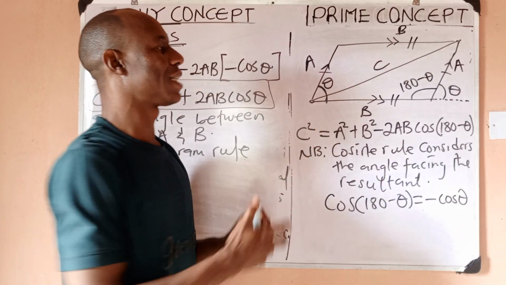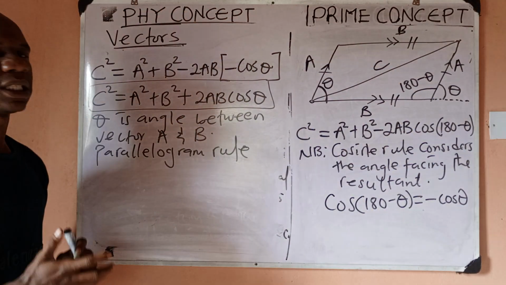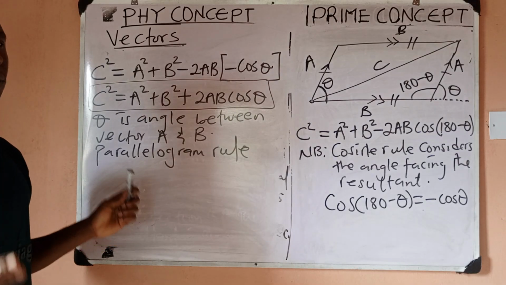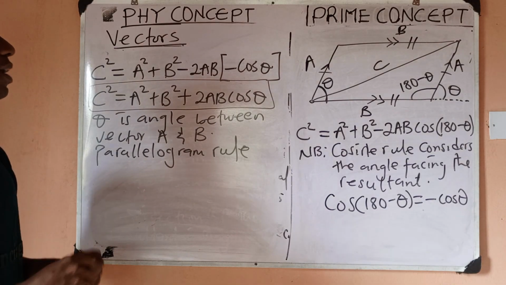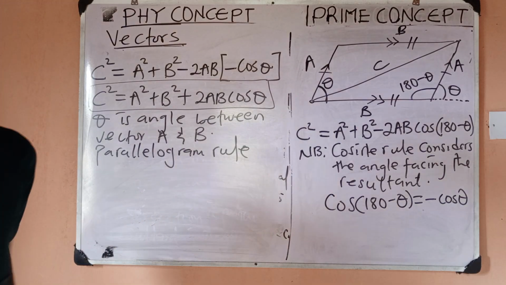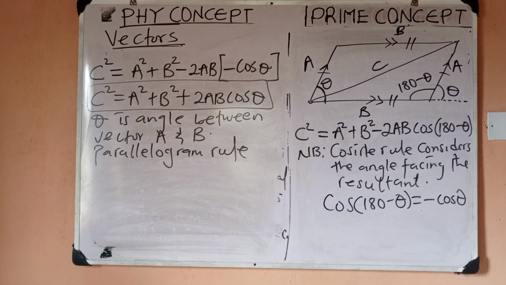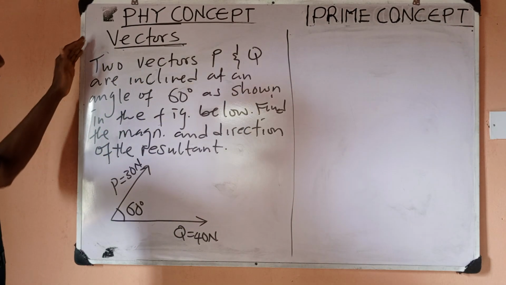Cosine rule considers the angle that faces the resultant. So these are two different things. To buttress this point, I'm going to take one example and summarize this video with that example. So quickly, all right, so we have this very simple example to analyze.